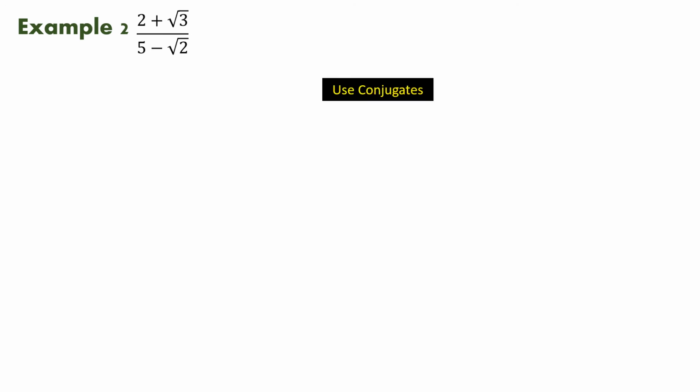Let us take a look at example 2. Again, look at the denominator. We use conjugates and multiply 5 plus square root of 2 all over 5 plus square root of 2, which is essentially just 1. Our solution is similar to the previous example.